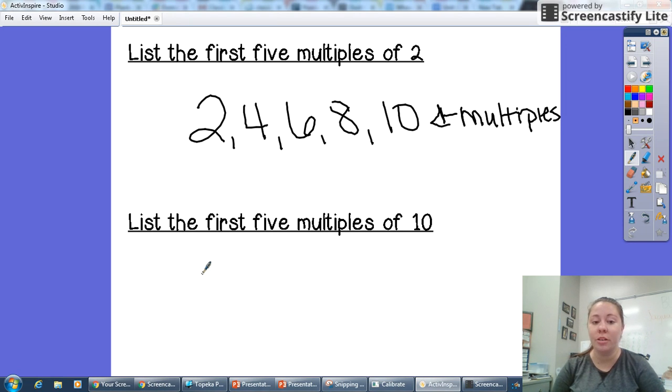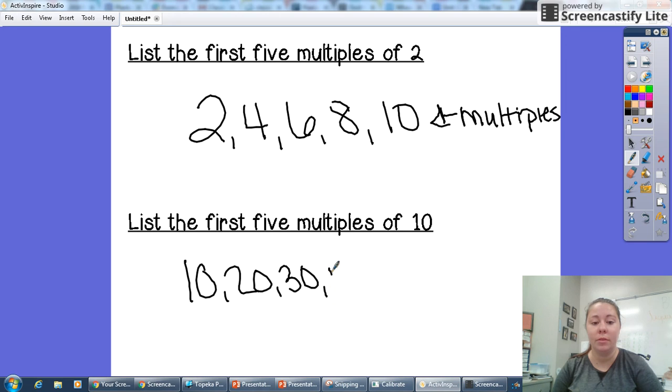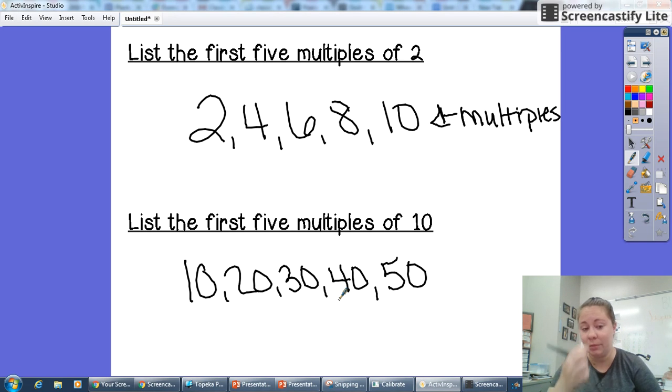Okay, let's check our work. The first 5 multiples of 10, if I do just like I did for 2's, I'm counting by 10's 5 times. So I have 10, 20, 30, 40, and 50. Again, these are multiples. When it asks you to list the multiples of a number, all you have to do is count by that number. So if I'm listing the multiples of 2, I just count by 2's. If I'm listing the multiples of 10, I'm just counting by 10's.